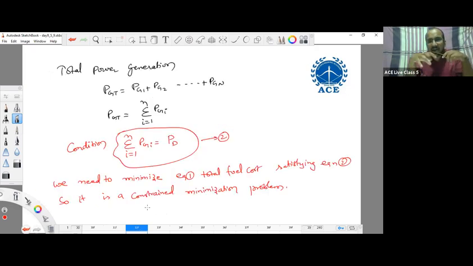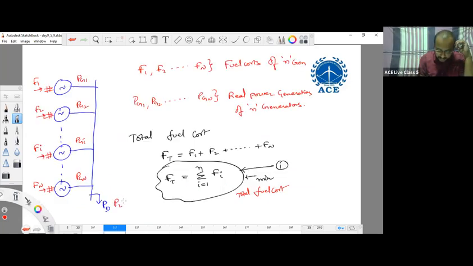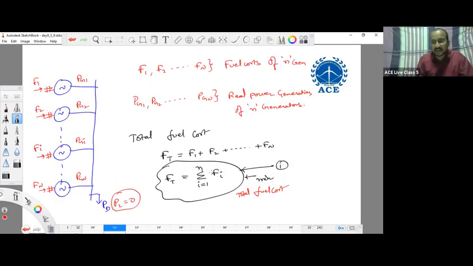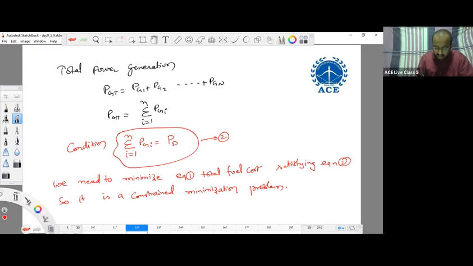What is the condition? Total power generation must be equal to demand, because here losses are neglected. PL is 0. Transmission line losses are neglected. So total power generation must be equal to demand. So we need to satisfy this equation 2 and minimize this equation 1. So is it a constrained minimization or unconstrained minimization? It is a constrained minimization problem. As it is a constrained minimization problem, we need to use what?